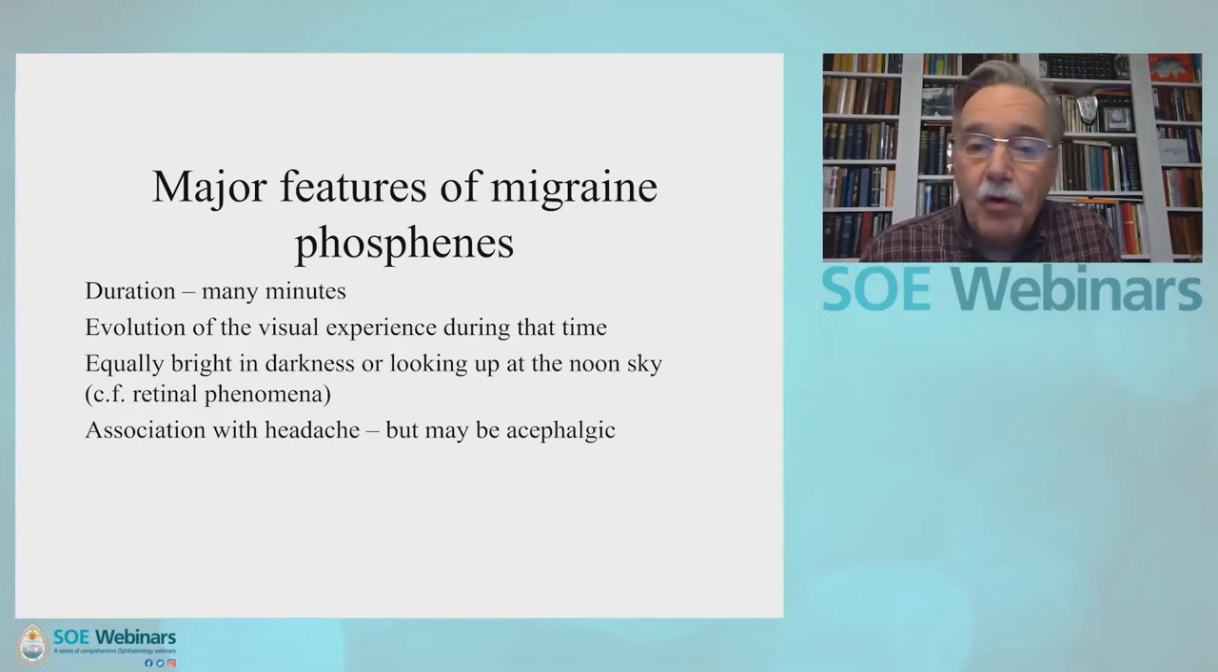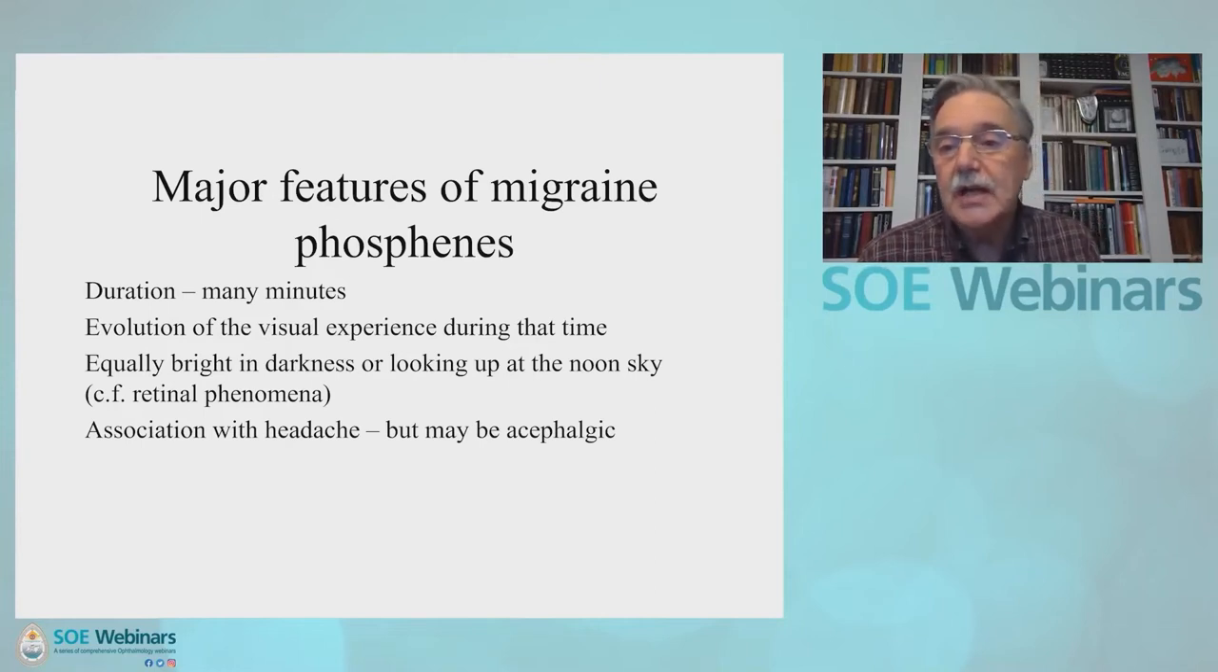And as I said before, these phosphenes are equally bright in the darkness or looking up at the noon sky, because they are generated with a signal brightness. That doesn't change, no matter what's happening in terms of light falling on the eye. And that's a big distinction from things arising in the retina and the optic nerve.